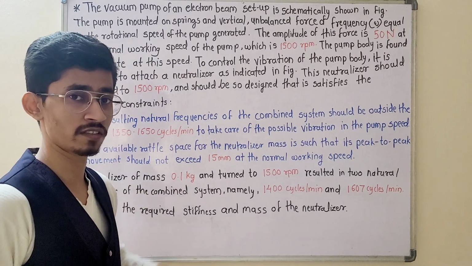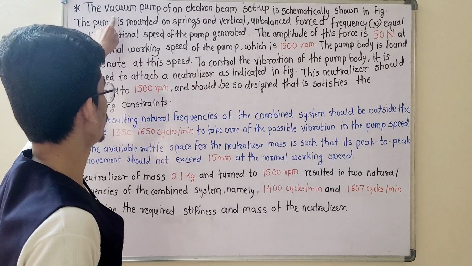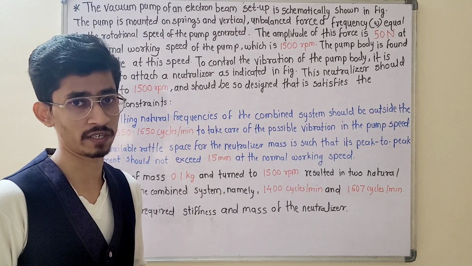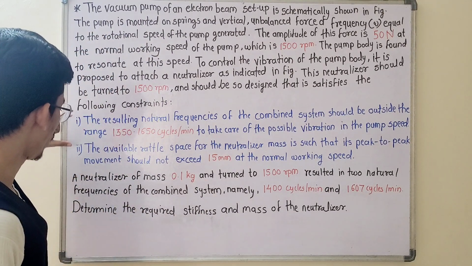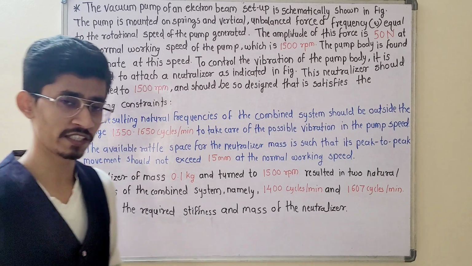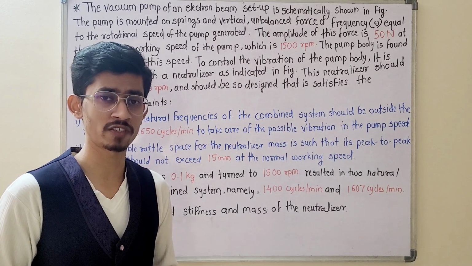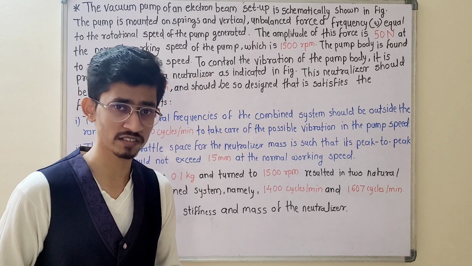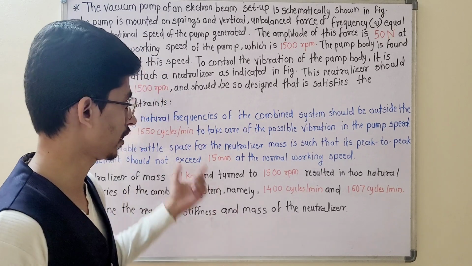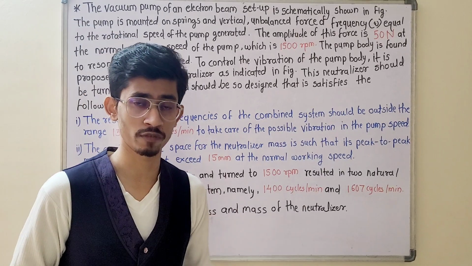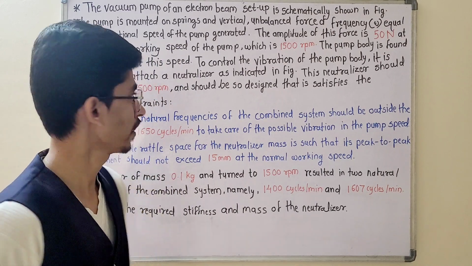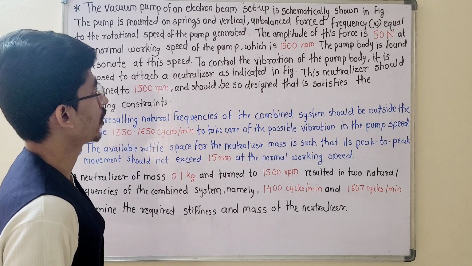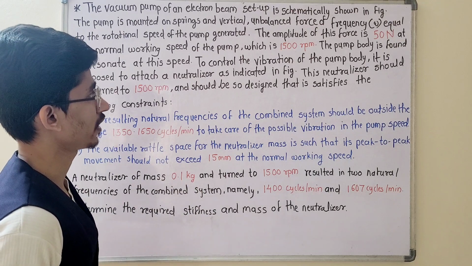So the vacuum pump of an electron beam. The previous example we took was for an air conditioning plant, and this question is similar, but the change is that a vacuum pump is given here, and there is a little bit of change in the question. You can see part 1 and part 2. That little bit of change is there, and we are going to discuss how we can solve it. A lot of students are asking me to please give the solution for this question, and we will discuss the entire solution today.